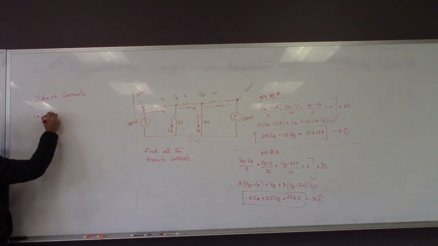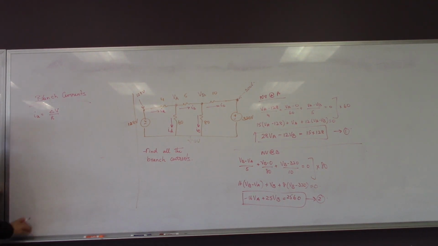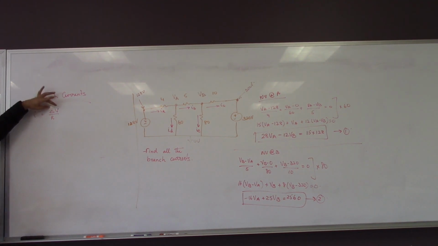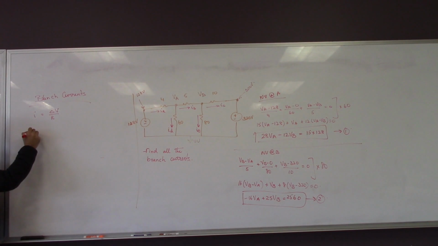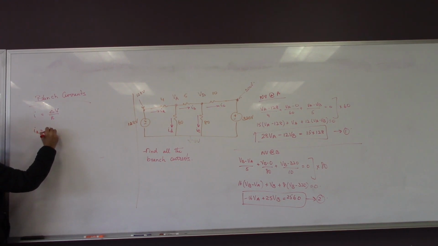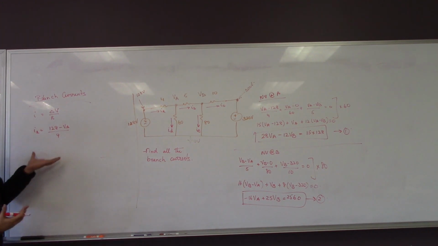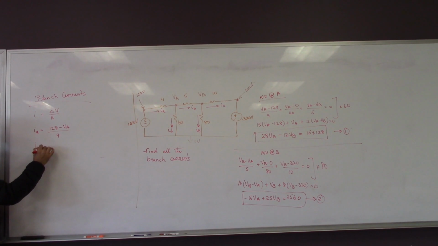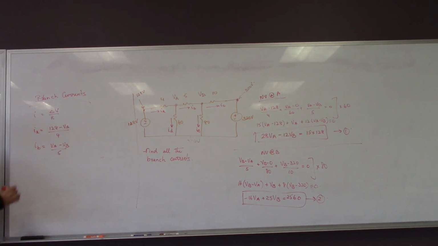Any current will be the change in voltage divided by the resistance. Any branch current, or any current for that matter, I'll simply write as delta V, the difference in voltage, divided by the resistance. If the difference in voltage is 0, there is no current. So IA will be equal to, it flows from 128 to VA, so 128 minus VA divided by the resistance, which is 4. You can extend that to any particular branch current. For instance, IB flows from VA to VB, so VA minus VB divided by the resistance, and so on.